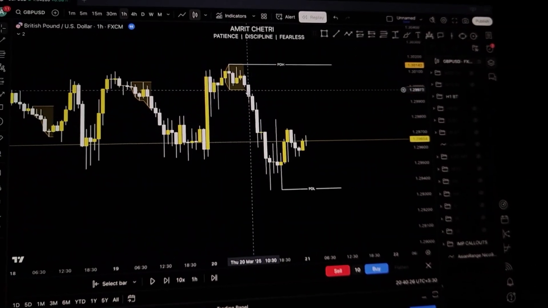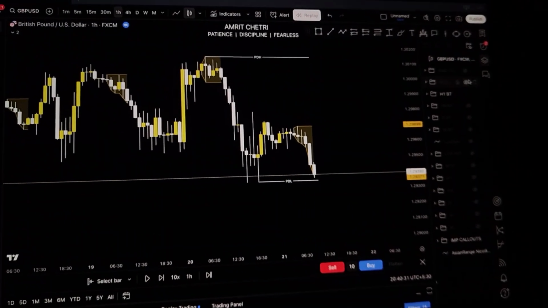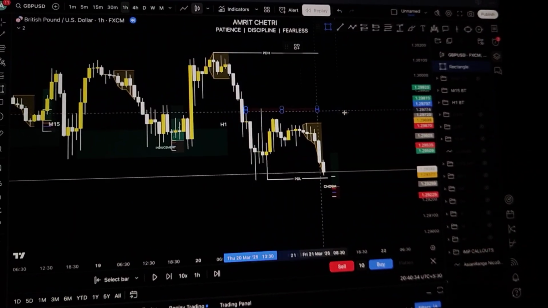And now going on Friday, I waited for the Asian range to close. Look, my bias was bearish. I was looking for sells from some sort of supply zone right around here.